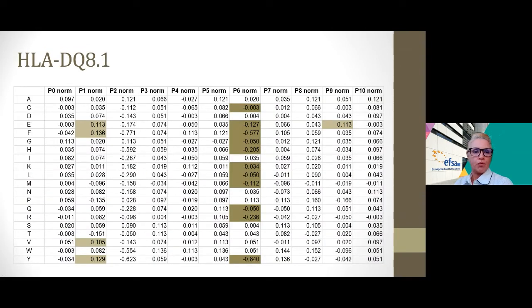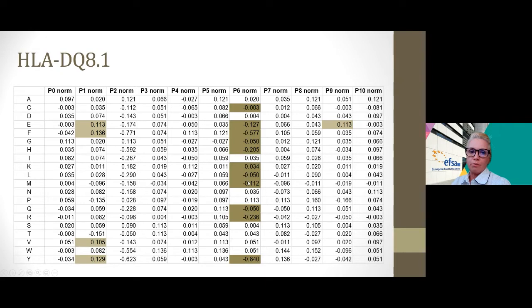Here is given the quantitative matrix for DQ 8.1. The preferred amino acids, which are connected with the known binding motifs, are glutamic acid at position 1 and position 9. At position 1, phenylalanine is accepted, valine and tyrosine as well. And here in dark green are given the amino acids with negative contributions to the binding affinity.